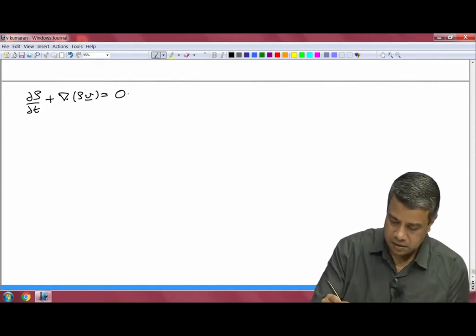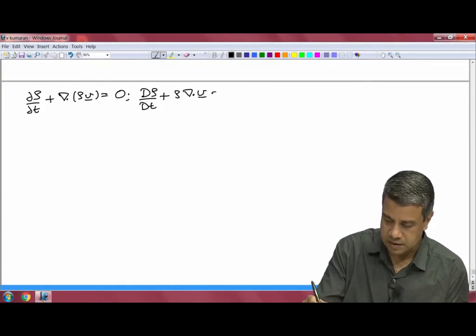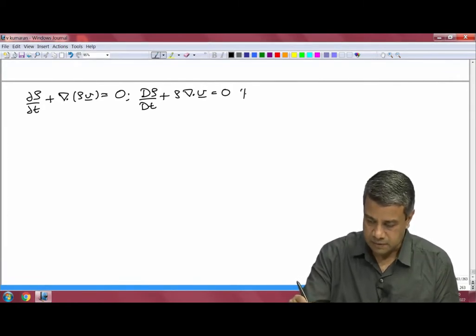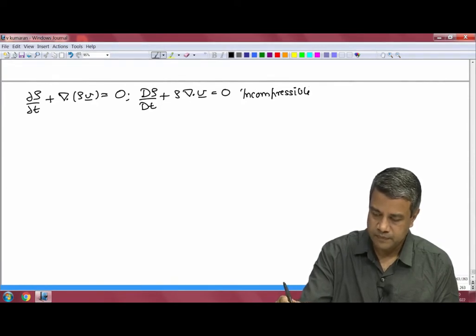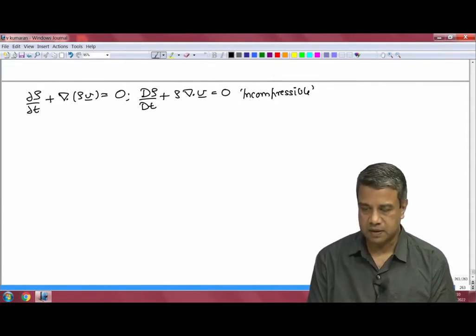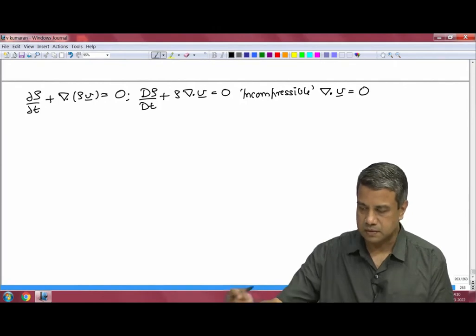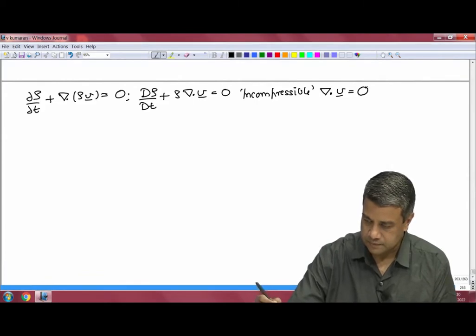This we can also write as d rho by dt plus rho times the divergence of velocity is equal to 0. For an incompressible fluid, at low Mach number, where the velocity is much smaller than the speed of sound, d rho by dt is equal to 0, and the mass conservation equation just reduces to divergence of velocity is equal to 0. Okay.